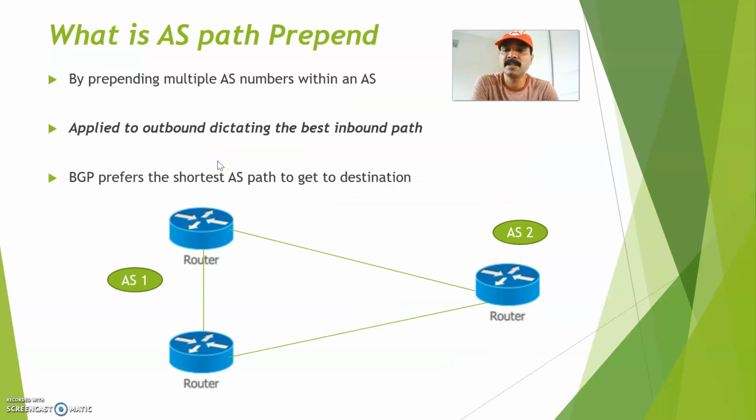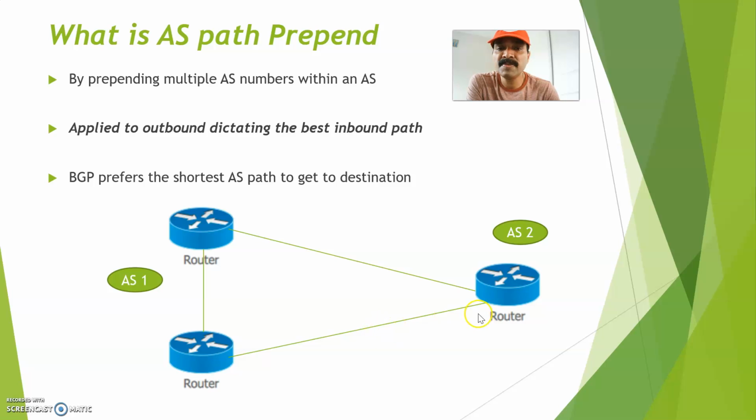And what about AS path prepend? By prepending multiple AS numbers within the AS, it is applied to the outbound path, indicating the best inbound path. So it is more or less like MED. MED is also used to influence the inbound path, and with AS path prepend we can also influence the best inbound path. So how can we influence it? By prepending multiple AS numbers within the AS, right?